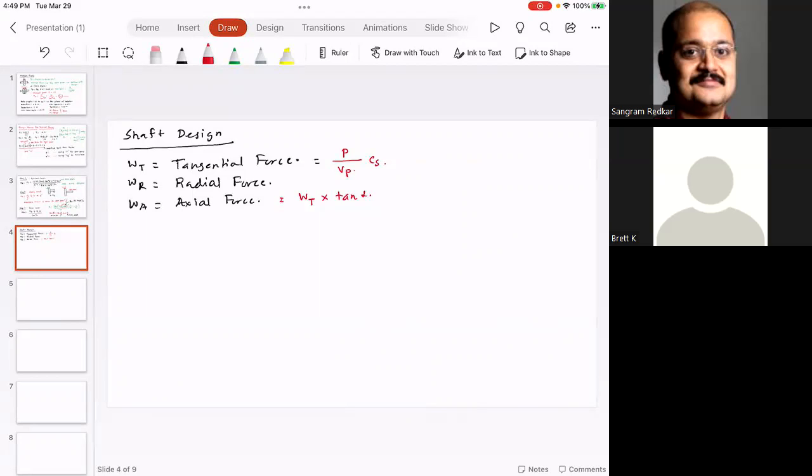Then there is an equation for tangential force, axial force, and the radial force. Radial force is going to be W. So let me draw the free body diagram here.